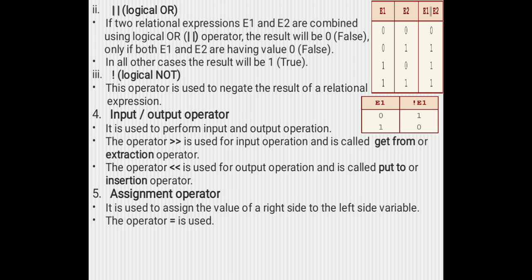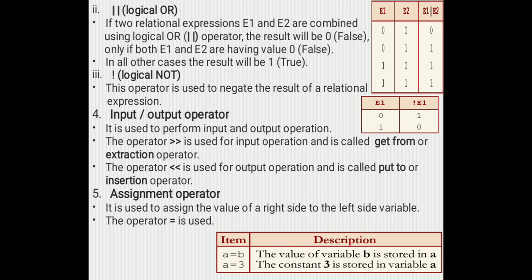And the next one is the assignment operator. Assignment operator means just a single equal to symbol. It is used to assign the value of the right side to the left side variable. For example, A equal to B means the value of the variable B is stored into the variable A. Or A equal to 3: the constant value 3 is stored into the variable A, that is, the value of A will be 3. And A equal to B means the value of B is also stored into the variable A.